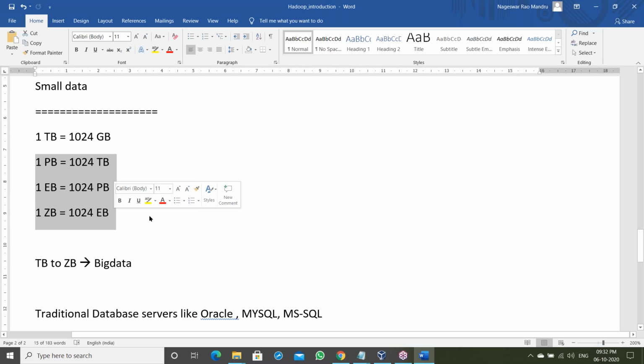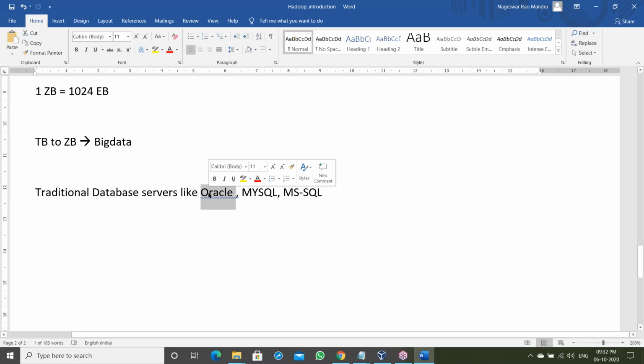1 terabyte of data, okay. Suppose 100 terabytes of data, no. Oracle database can process 10 TB of data, no problem. But it can't process 100 terabytes of data, or 1 petabyte of data. So these traditional systems can't process that much data. That is called big data.